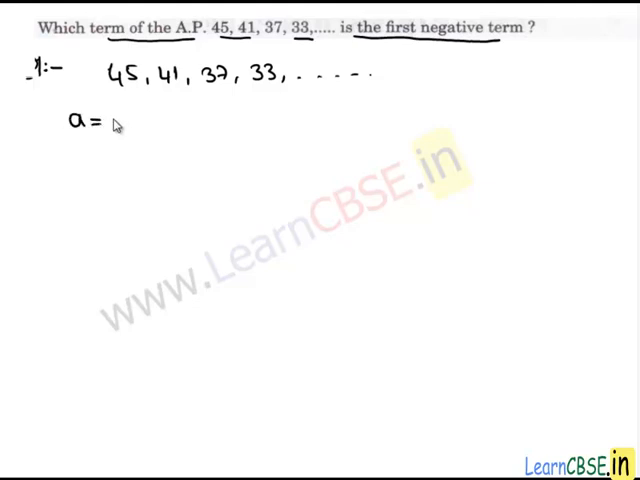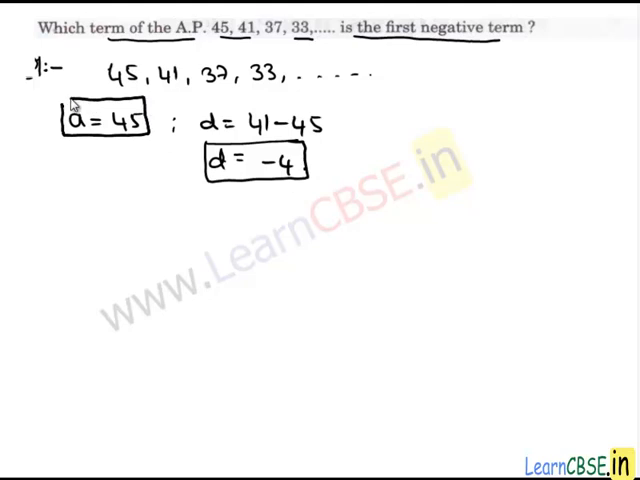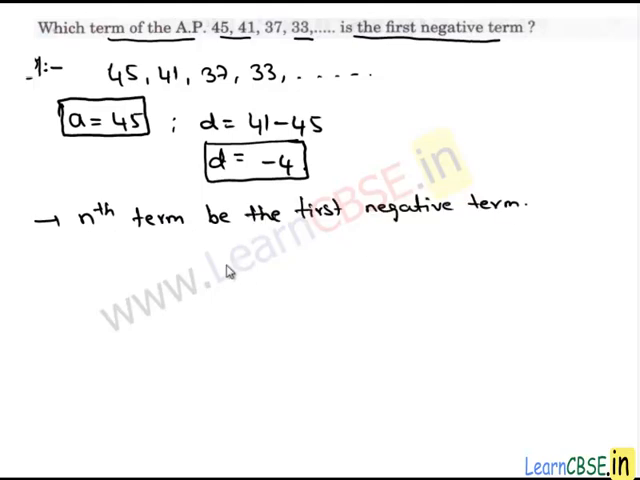The first term of the AP is a, which is 45, and we know that the common difference is the difference between the term and its preceding term. Here we take the second term, which implies 41 minus 45, and it is equal to -4. Therefore, we have the value of d is -4 and a is 45. Let us assume the nth term is the first negative term. That means the value of the nth term is less than 0 since it is negative.